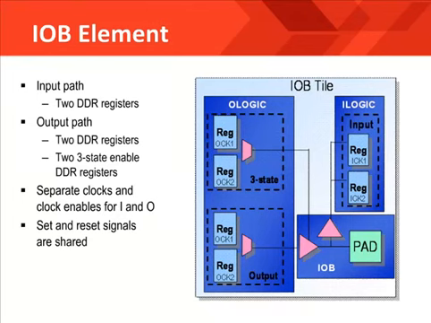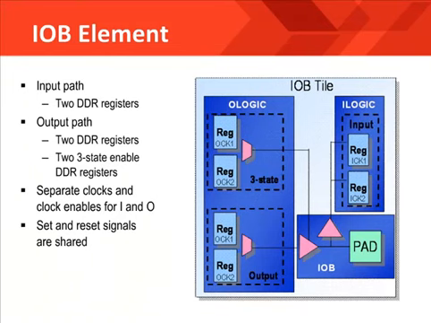The primary use of the IOBs is for registering data. In this slide, you see that there are 6 registers associated with the IOB to support the use of double data rate applications. As you can see, there are 2 registers for input, 2 for output, and 2 for 3-state enable. However, the IOB can still be used for single data rate applications just as easily.